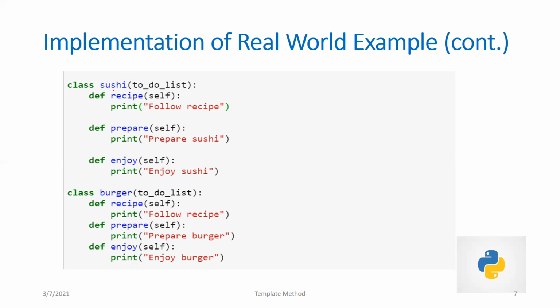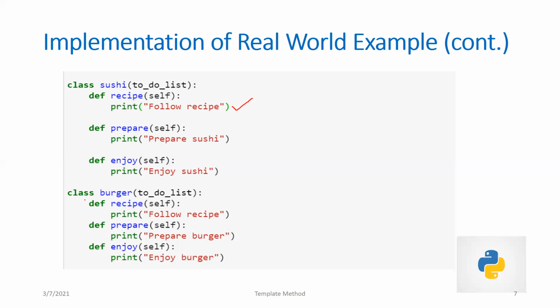So here sushi is the child class of to-do list. Inside sushi, recipe will be called, and here I write the output, follow recipe. So when the control is inside recipe, it will print follow recipe. Then it comes to the prepare function. In the prepare function, it will show the output that sushi is prepared. After that, sushi is prepared, then he can enjoy the food. So, enjoy sushi.